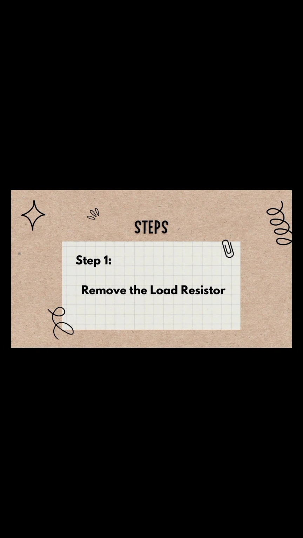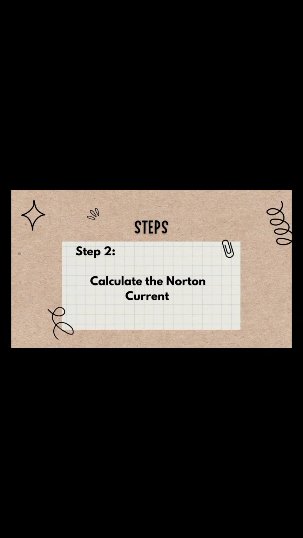The first step is to identify the load resistance and remove it from the original circuit. Step 2. Calculate the Norton current. To find the Norton current, place a direct wire connection between the load points and determine the resultant current. Note that this step is opposite the respective step in Thevenin's theorem, where we replaced the load resistor with a break and calculated the voltage.